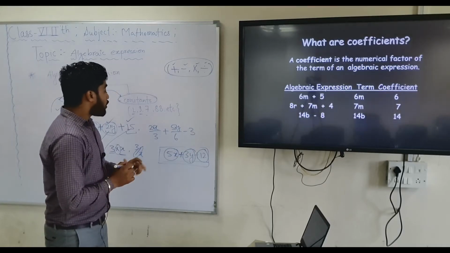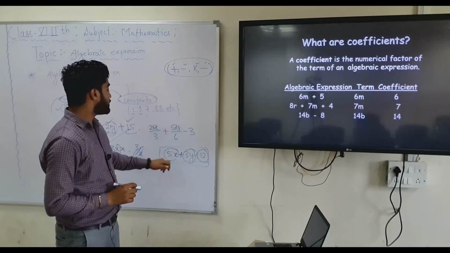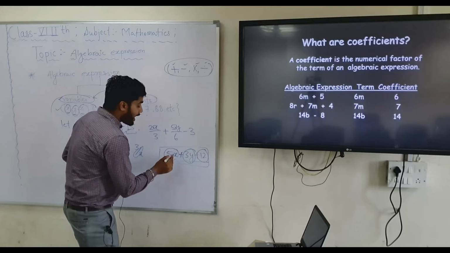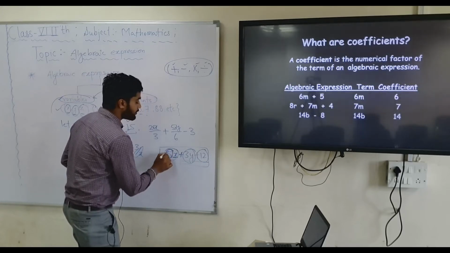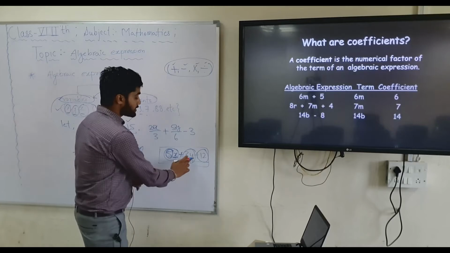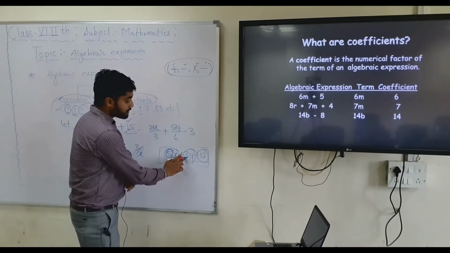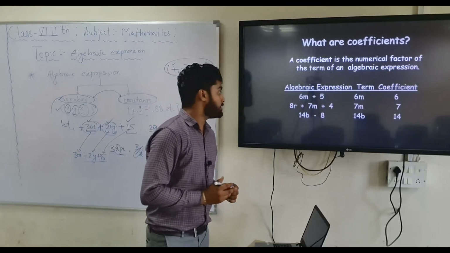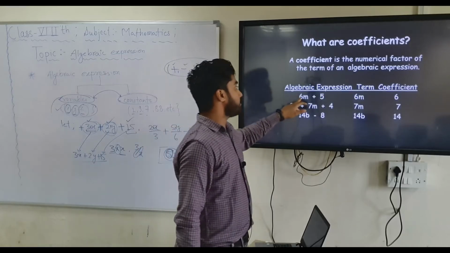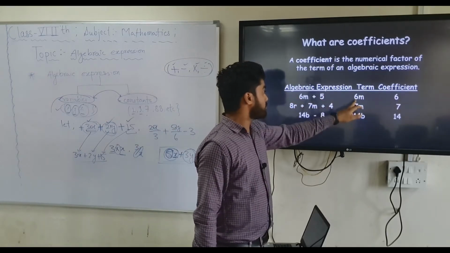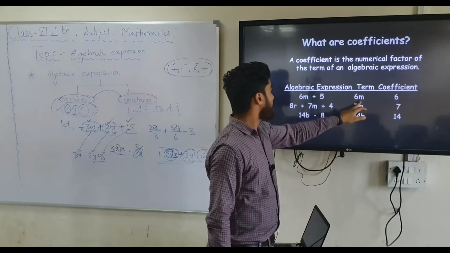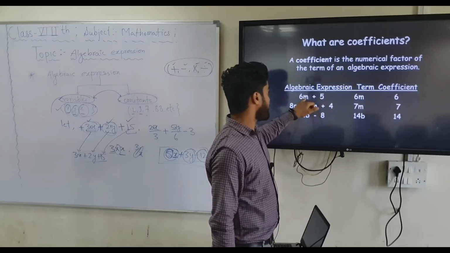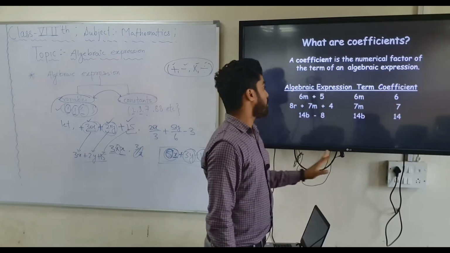Okay, so the coefficient is the number or numerical factor which is multiplied with the variable. With x there is 5, so 5 is the coefficient of x. Similarly y is with 3, so 3 is the coefficient of y, and 12 is alone, so 12 is a constant term only. Similarly, in 6m plus 5, 6m is a term with a variable, and with m there is 6, so 6 is the coefficient of m.